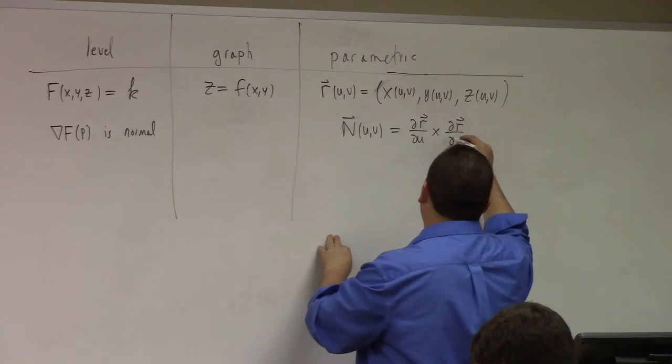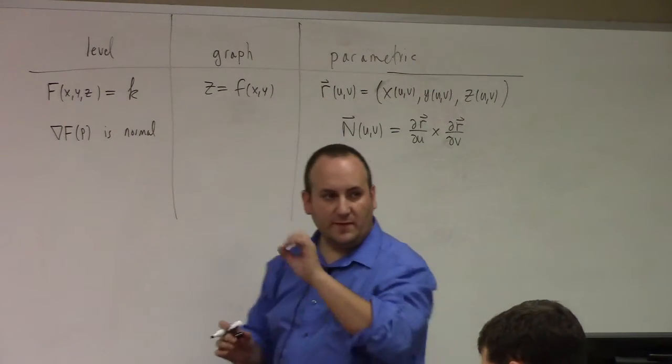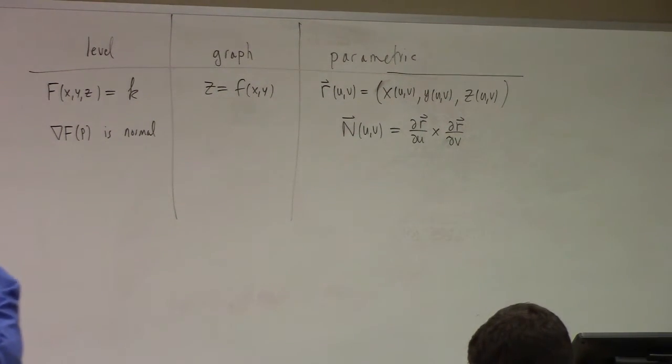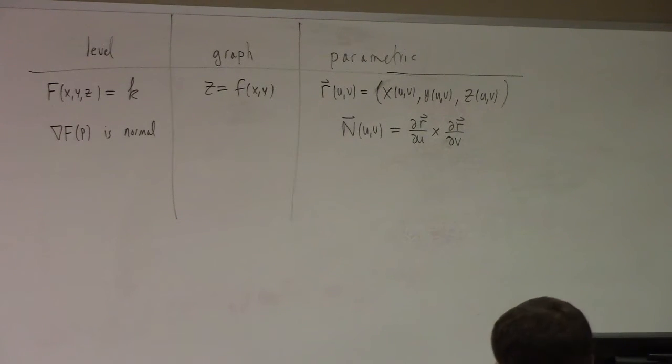That gives me a normal. If you pick a particular u naught, v naught, what is it? Is this like a different way to find the equation of the tangent plane? Yes. Or the normal, or are they the same? Well, the equation of the tangent plane is totally wrapped up in what the normal is.